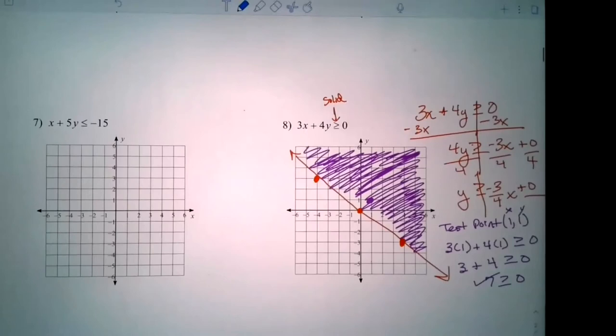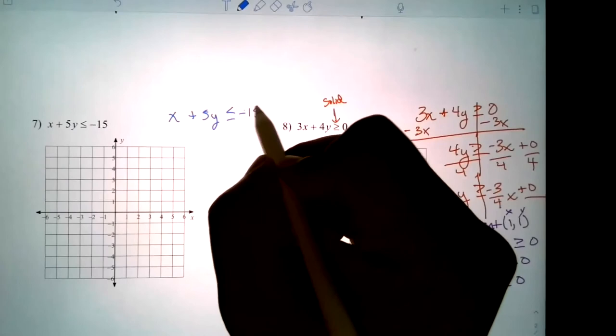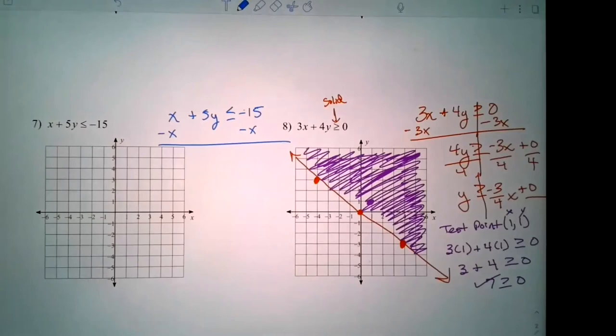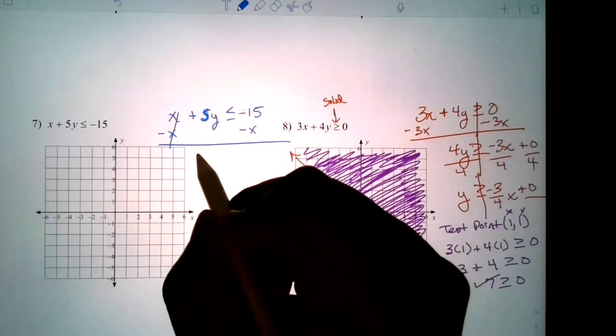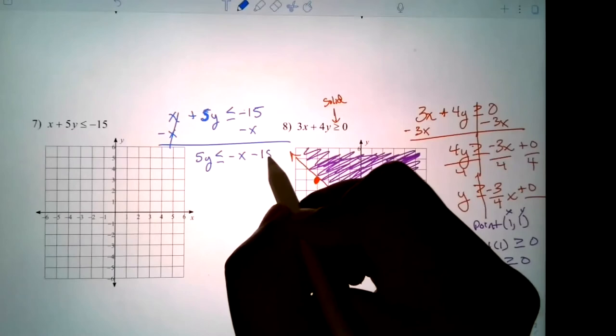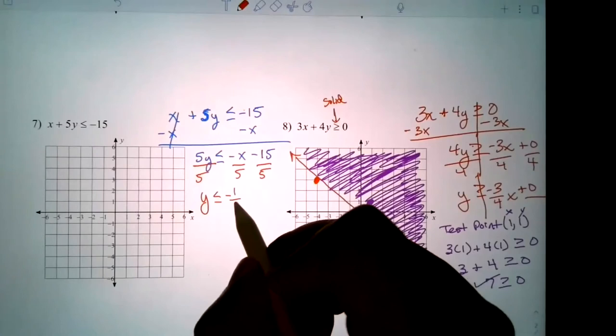All right, so look at number 7. This one's not in slope-intercept form. So I want to manipulate it, change it so it is in slope-intercept form. And just being real with you, we should be very good at this. We've been changing to slope-intercept form now for about 4 or 5 weeks, okay? So this should become second nature to us. It's going to be 5. We're going to divide everything by 5. So we have y is less than or equal to negative 1/5 x minus 3.